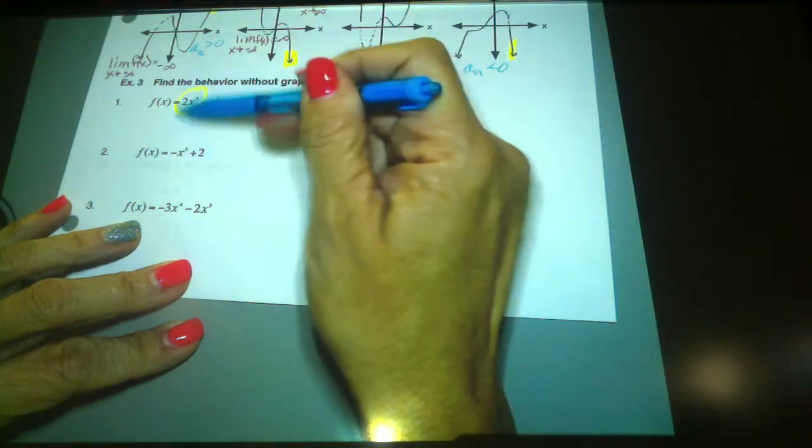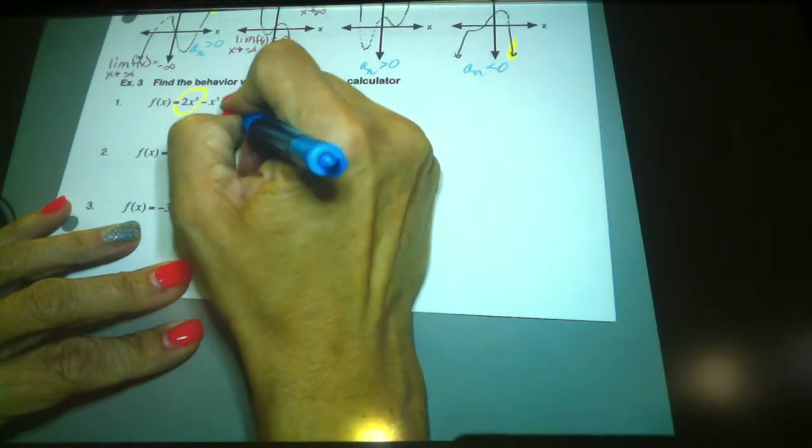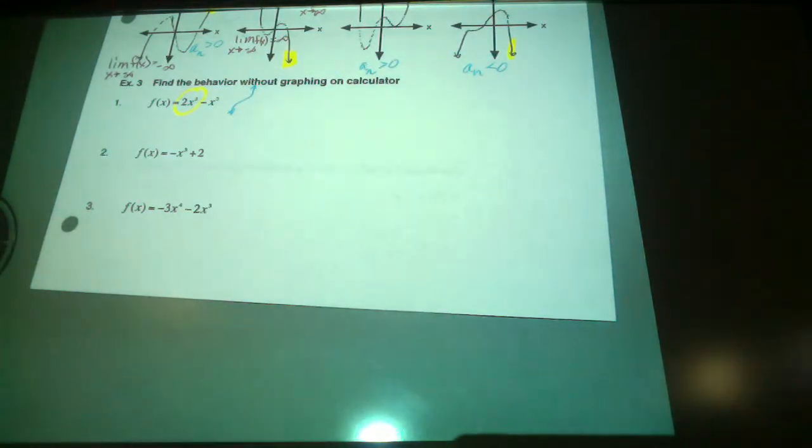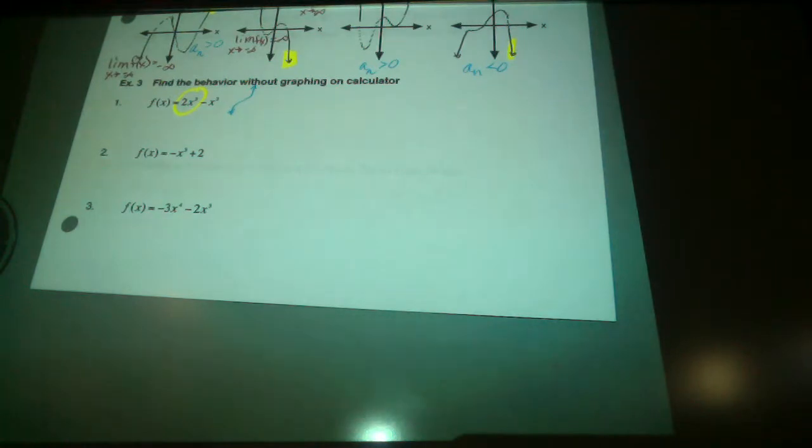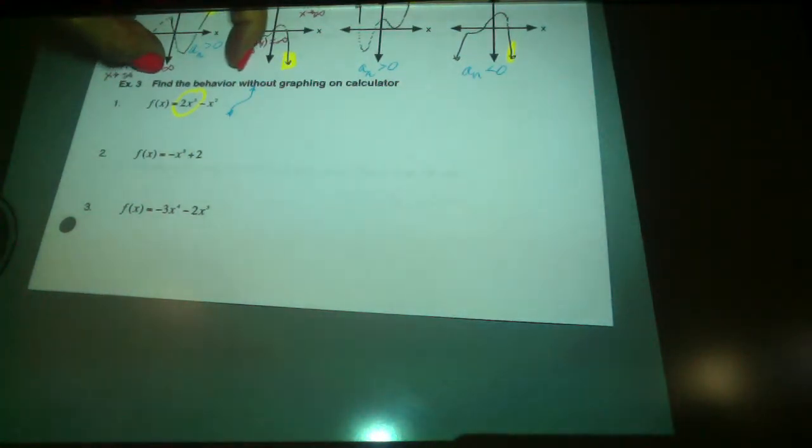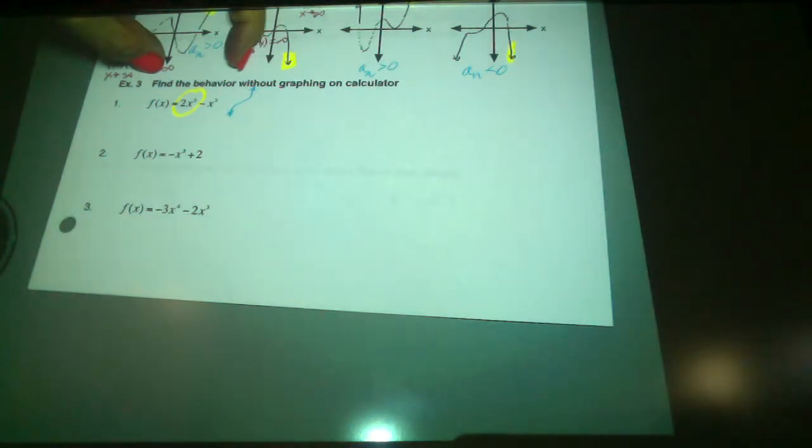Because I have a positive leading coefficient, my graph should be looking like this, correct? And I want to envision what my sketch of my graph looks like so that I can write my limits, because they're asking for me to find the behavior. That's your left and right hand behavior. So we are going to write our limits for each one of these.